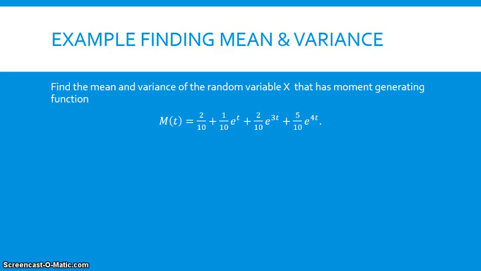We'll do an example. We're going to find the mean and the variance of the random variable x that has moment generating function m of t equals 2/10 plus 1/10 times e to the t power plus 2/10 times e to the 3t power plus 5/10 times e to the 4t power. We're going to start by taking the first derivative of the moment generating function. Then we're going to evaluate that derivative at t equals 0. And that gives us the mean.